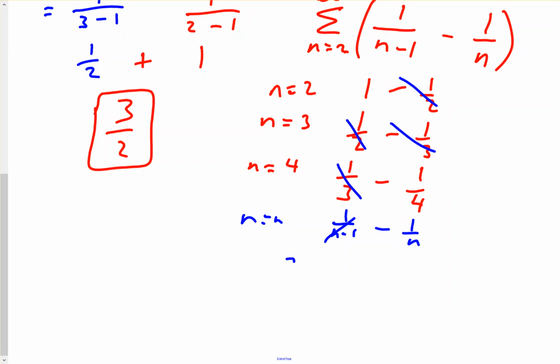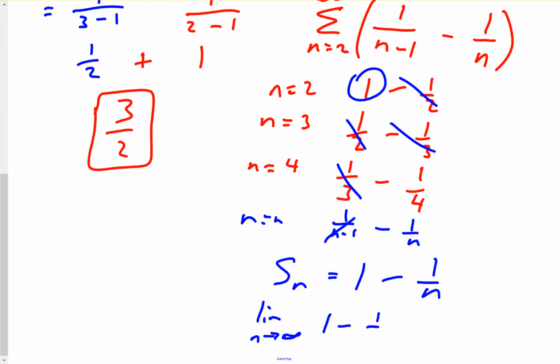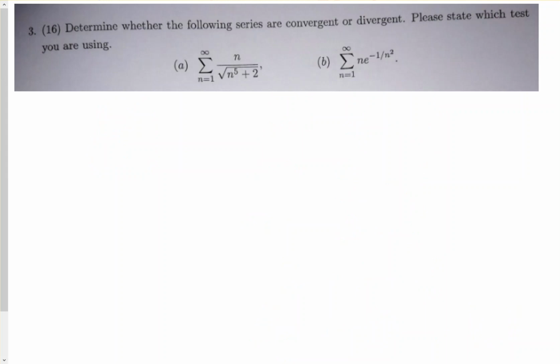Okay, so our summation here would equal, the first term is left, the 1, and then we're left with the 1 over n. And so to see the sum of this series, if we take the limit of this as n approaches infinity, this will go to 0, so we'll just be left with 1. Okay. Alright, let's take a look at our next problem.